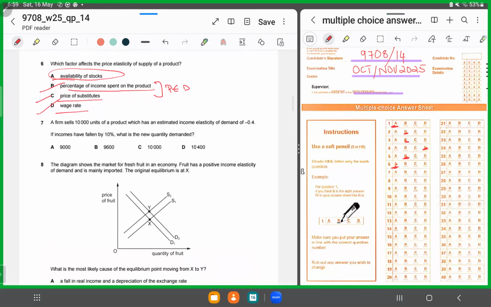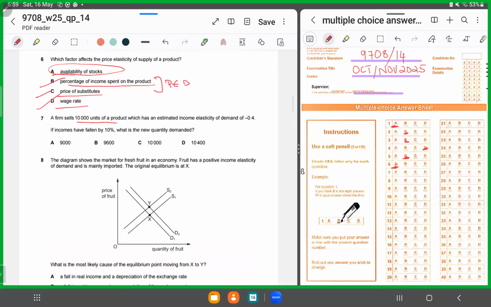MCQ number 7 says a firm sells 10,000 units of a product which has an estimated income elasticity of demand of negative 0.4. So now this means what? This means that the good is inferior. It has a negative sign attached to it. An inferior good is one where, as income rises, its quantity demanded falls, or as income falls, its quantity demanded rises. So it would classify as an inferior good.